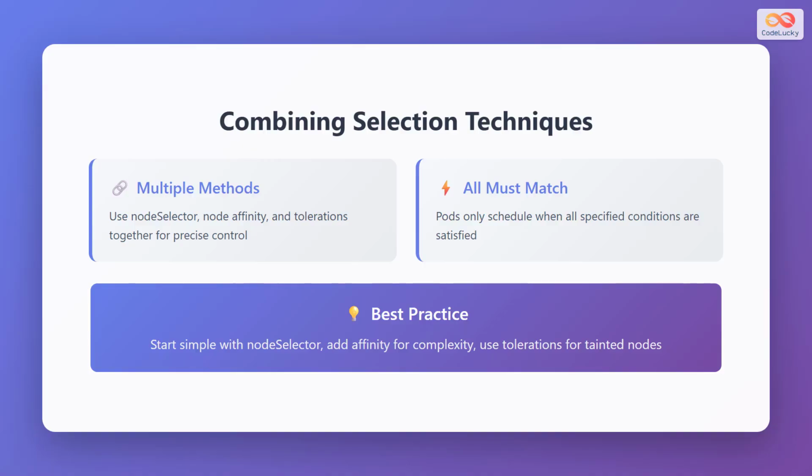The real power comes from combining multiple selection techniques together. You can use NodeSelector, Node Affinity, and Tolerations in the same DaemonSet specification. When you combine these methods, all conditions must be satisfied for a pod to be scheduled on a node. This gives you very precise control over pod placement. For example, you might use NodeSelector to target nodes with SSDs, Node Affinity to prefer nodes in a specific region, and Tolerations to allow scheduling on tainted GPU nodes.